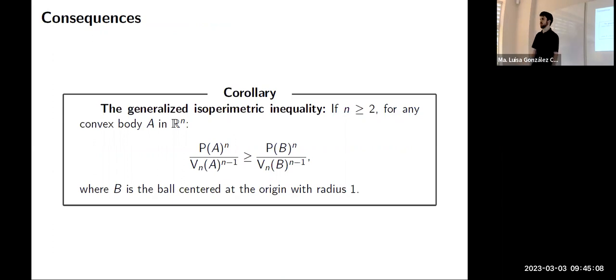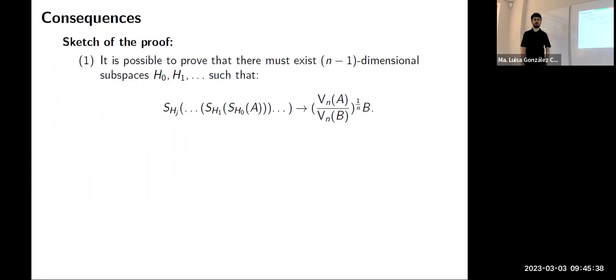So there are some consequences of this, such as the generalized isoperimetric inequality. It says that for any convex body A, we have this inequality where P is the perimeter of A, and this is the n-dimensional volume, and here B is the ball centered at the origin with radius 1. So I will do a sketch of the proof of this.